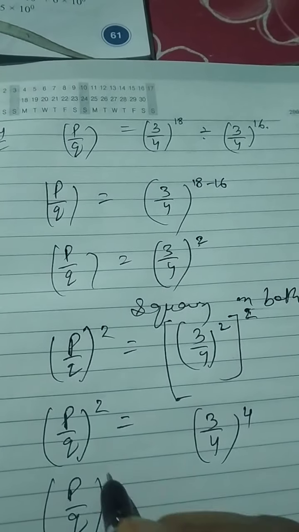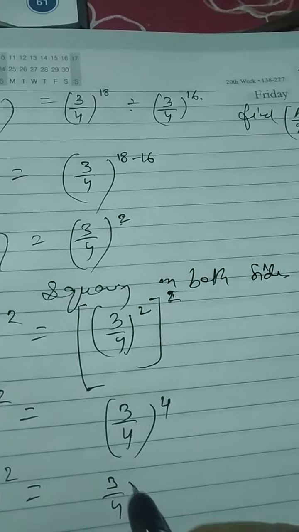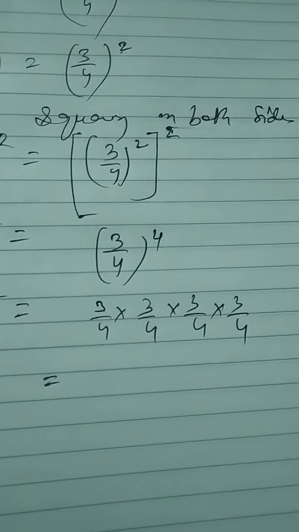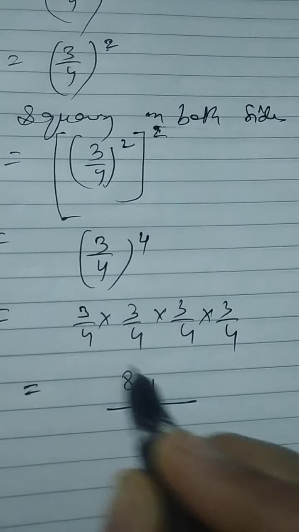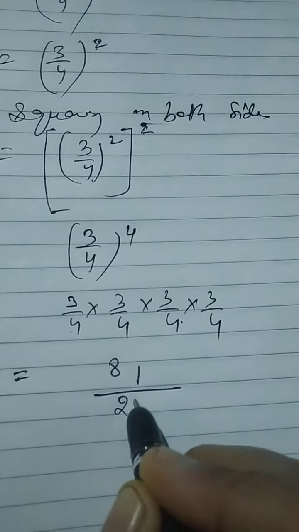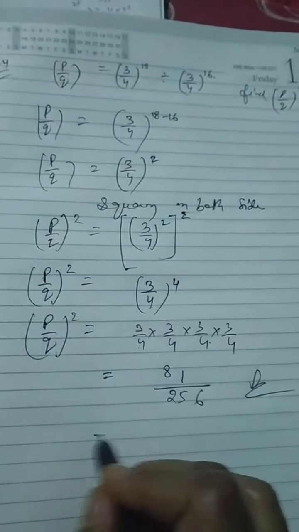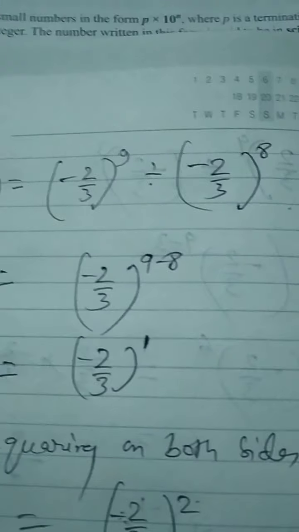So P by Q square is equal to 3 by 4 into 3 by 4 into 3 by 4 into 3 by 4. 3 threes are 9, 9 threes are 27, 27 threes are what? 81, 4 fours are 16, 4 fours are 16, 16 16s are 256. This will be the answer. So complete this exercise. Next day we will deal with scientific notation of numbers.